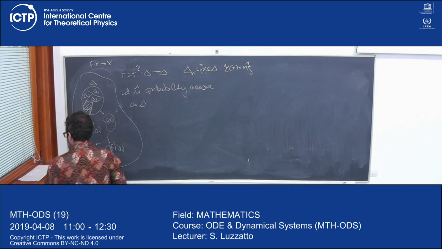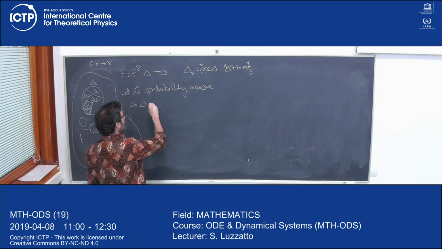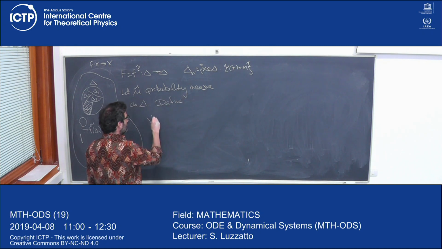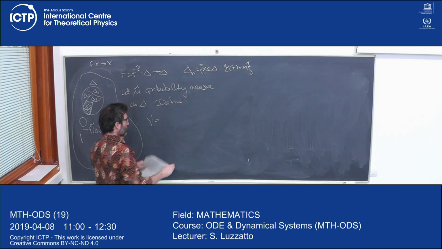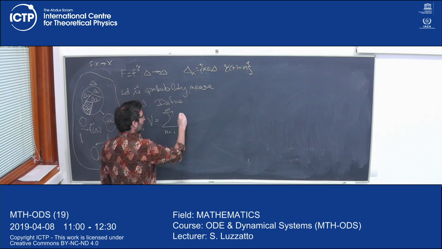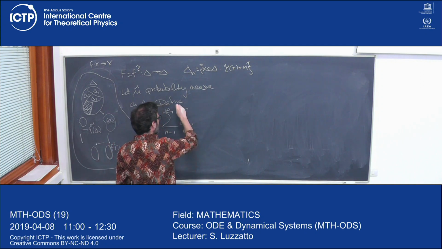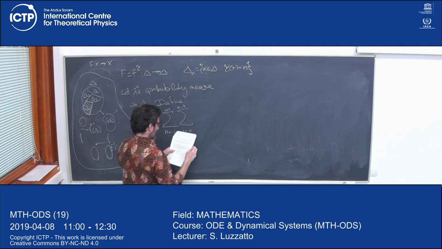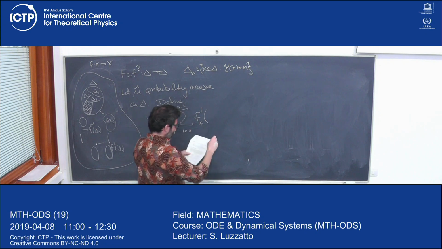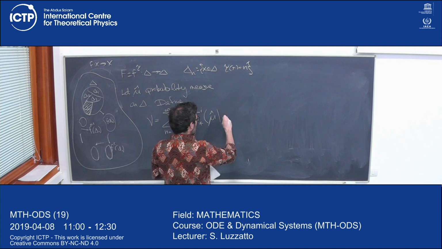So let me be more formal. I'm going to define a measure nu, which is equal to the sum n equals 1 to infinity of the sum from i equals 0 to n minus 1 of f star i of the measure mu hat restricted to delta n.